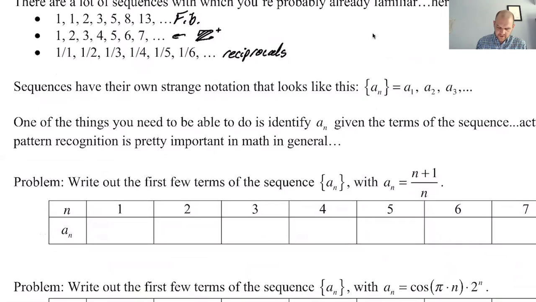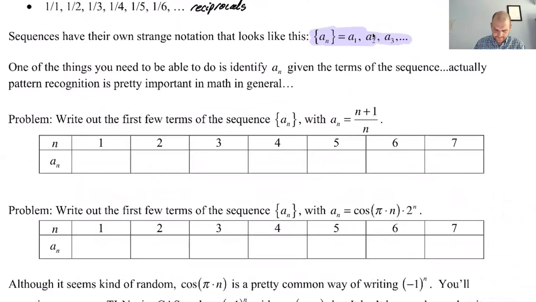They do have their own weird notation. It looks like this. It's to distinguish it from a normal function, I suppose. What you do is put it in braces. Instead of saying f of x, you say the braces of a sub n, and a sub n is the function that's going to generate your sequence for you.